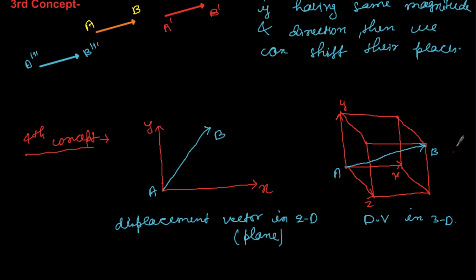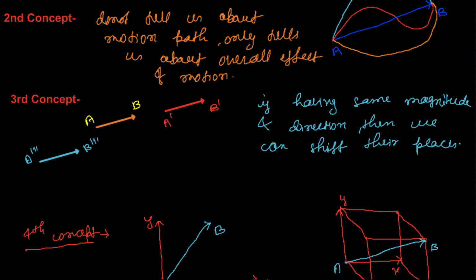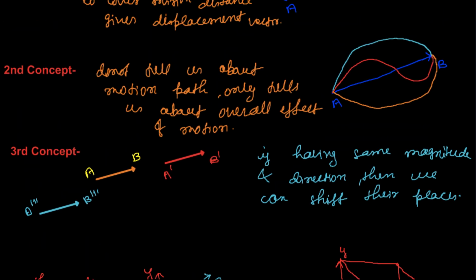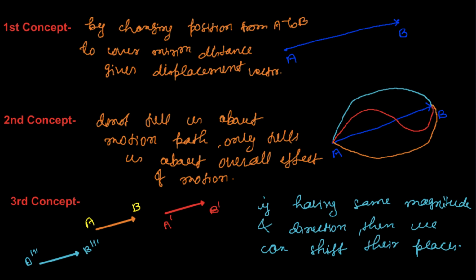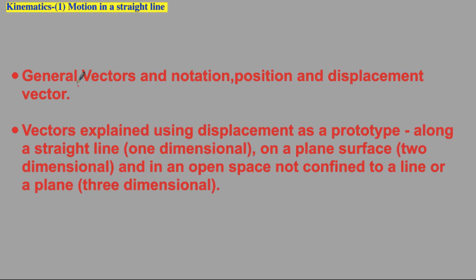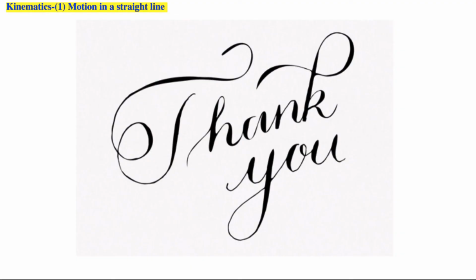So we have seen all four concepts. Today we have studied general vectors, notation, position and displacement vector, and vectors explained using displacement as a prototype, along with 2D and 3D. So thank you.